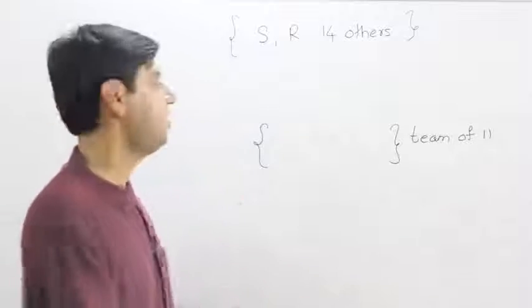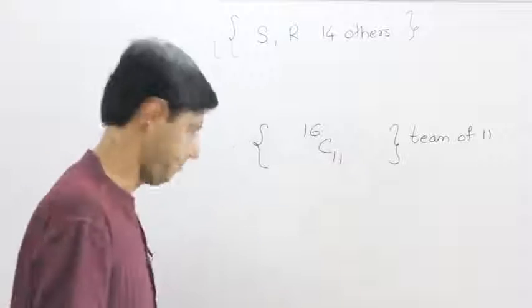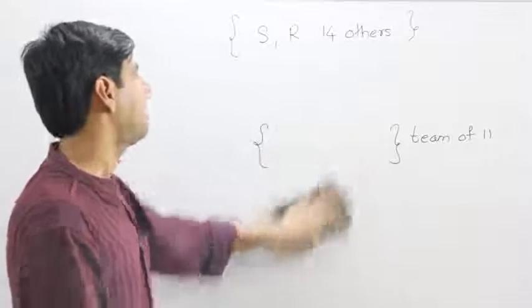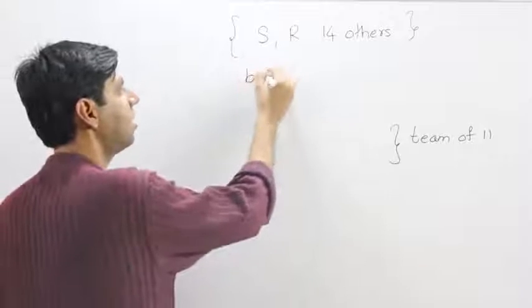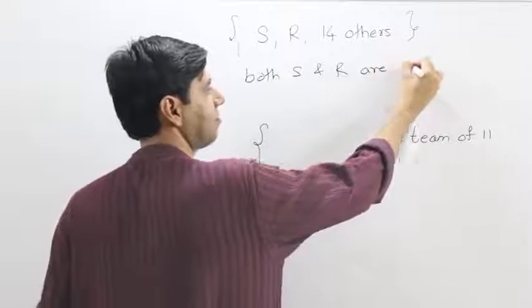If there is no condition given, it's pretty obvious it's going to be out of the 16, select any 11. Right? However, if I say a condition such that both Sachin and Rahul are selected.